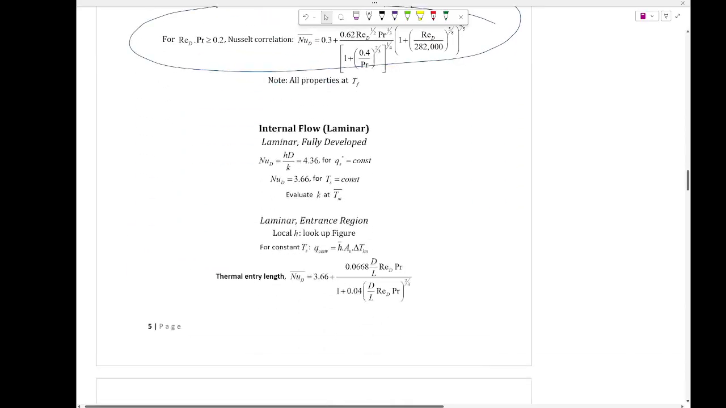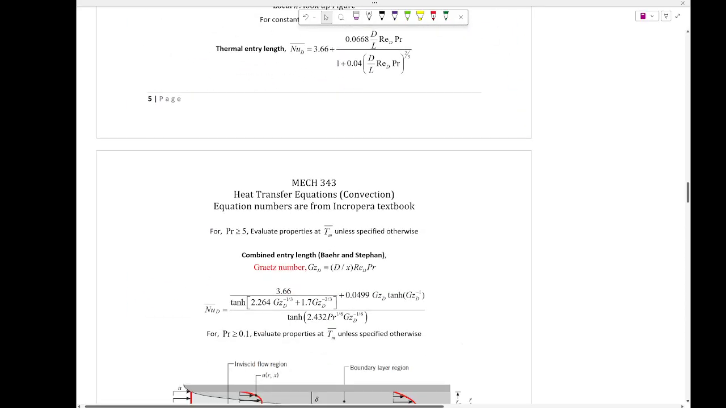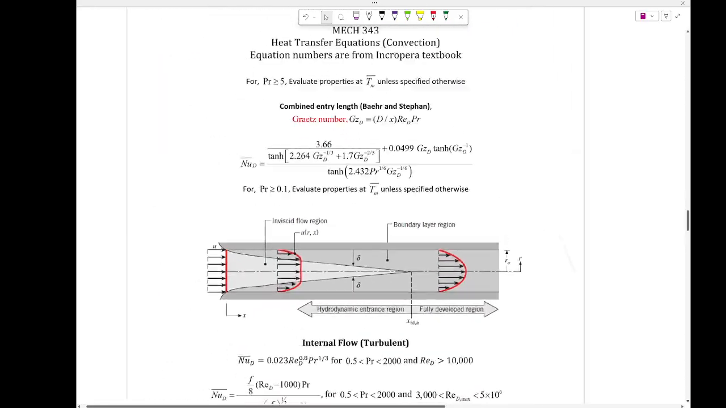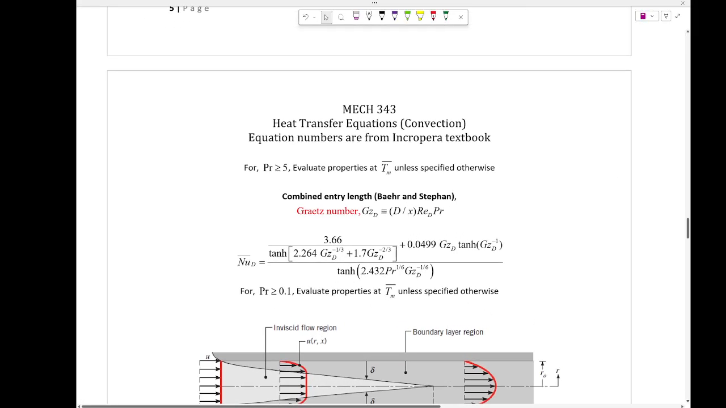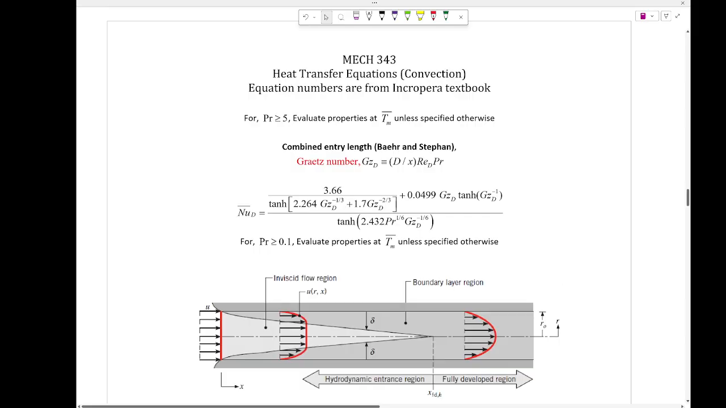Anyway, I didn't even touch the main thing yet. The main thing is from here. All right, the equations. Everybody focus, please. This is where you want to put all your focus, because these are the equations you'll be using. First of all, these are the equations from the Incropera book. And by the way, Incropera is the most popular book in the world for heat transfer.